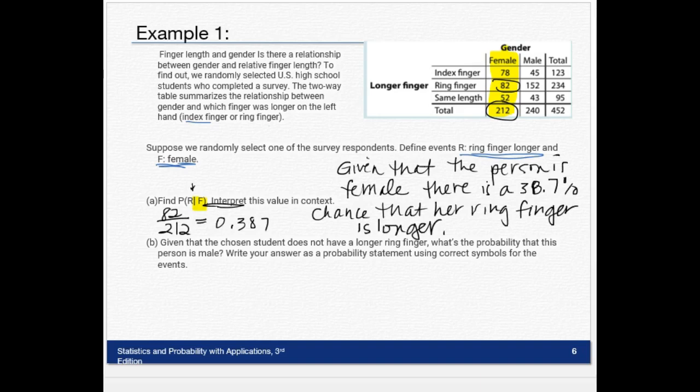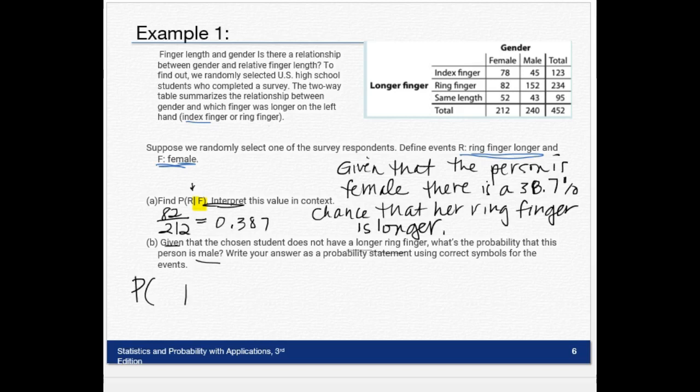B, given that the chosen student does not have a longer ring finger, what's the probability that this person is male? Write your answer as a probability statement using correct symbols for the event. So I'm going to erase the markings I put on my table so we can go from a clean slate. Now, let's put this in correct notation. The probability that this person is male, given that the chosen student does not have a longer ring finger.